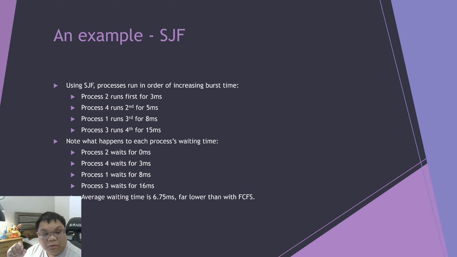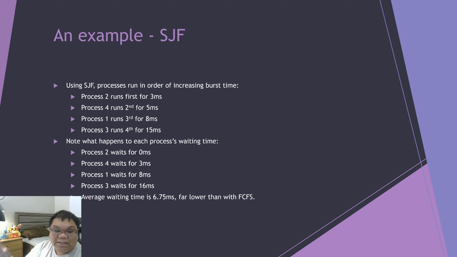So process 2, 4, and 1 were waiting for 0, 3, and 8 milliseconds respectively for their turn to run. Process 3 therefore must wait for 16 milliseconds, but once that time is up, process 3 runs. The overall effect of running processes in ascending order of runtime is reduced waiting time.